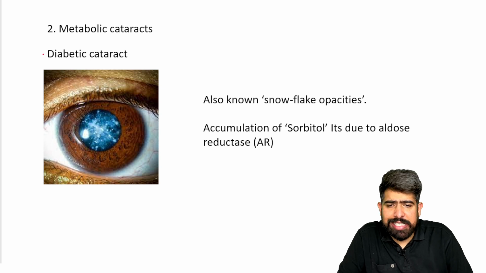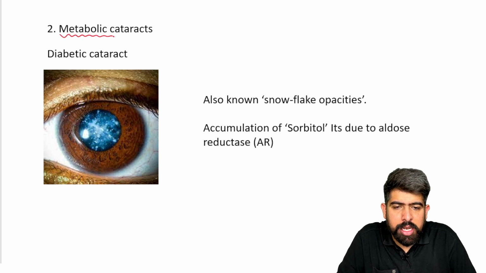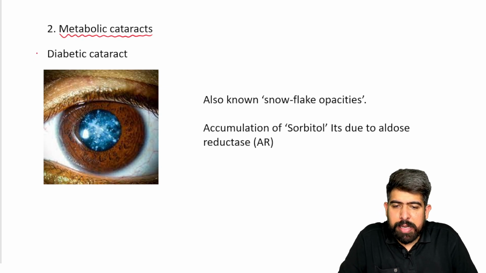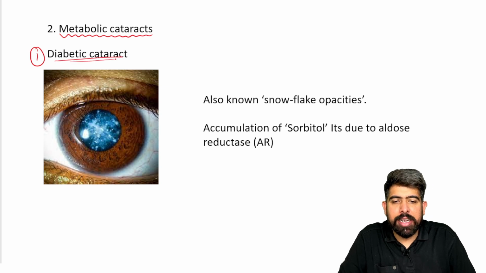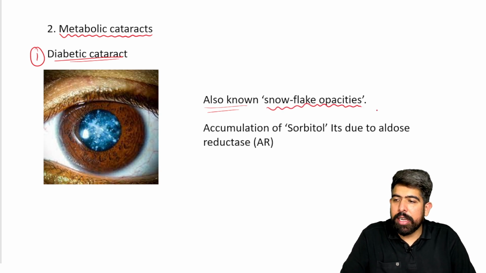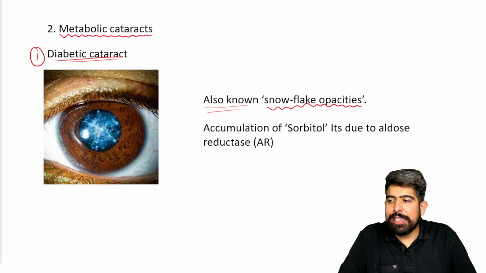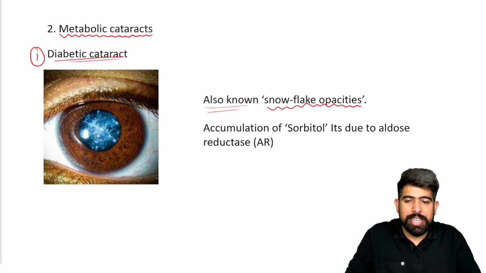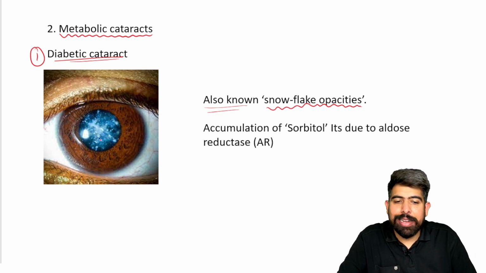Let's move forward to the next type, which is your metabolic cataracts. In metabolic cataracts, first I have to talk about the diabetic cataract. In diabetes, you will see the cataract which is also known as snowflake opacities, or the snowflake cataract. You can see it looks like that in this image, as if snowflakes are dropping into the lens.